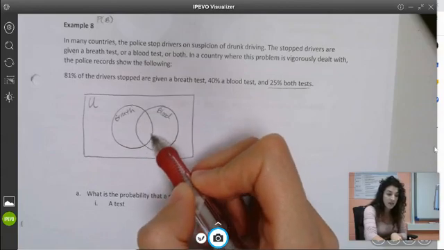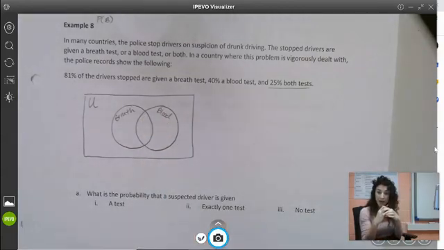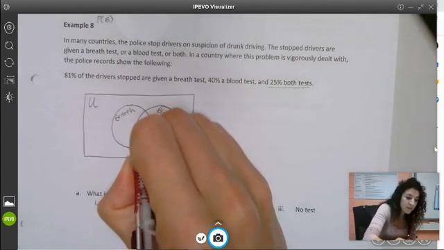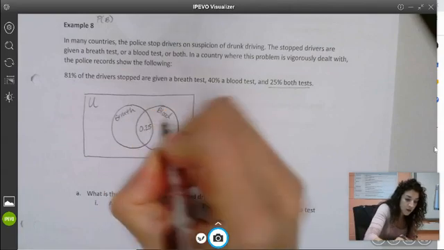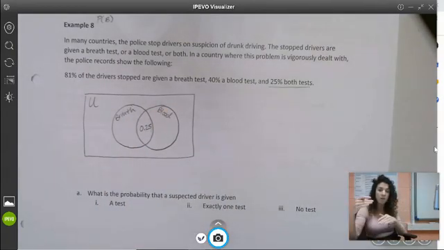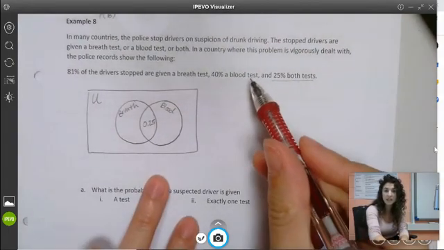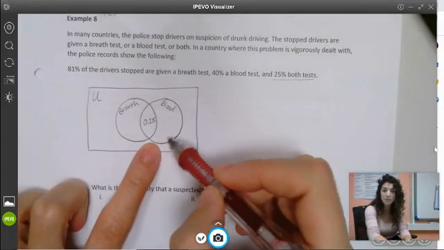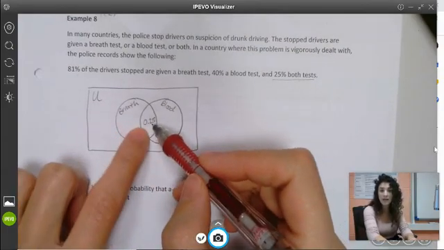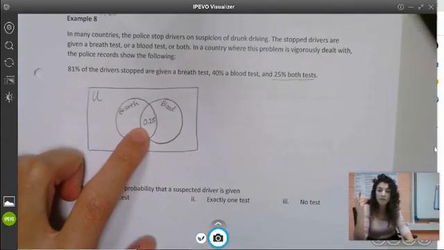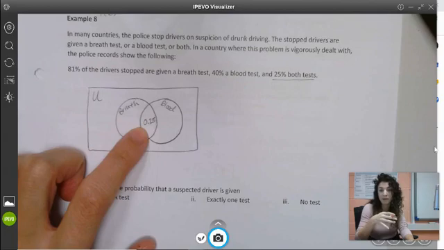25% both tests, that means in here, this part where they overlap, right, is 25% of the data and has a probability of 0.25. So if I put that piece of information in here first, 0.25, it starts to open up this domino effect of how I can fill in the rest of the Venn diagram. Because then I can go back to the blood test. If this whole bubble is 0.4, right, and part of that bubble is now 0.25, I've taken up 0.25 of that 0.4 probability, right?